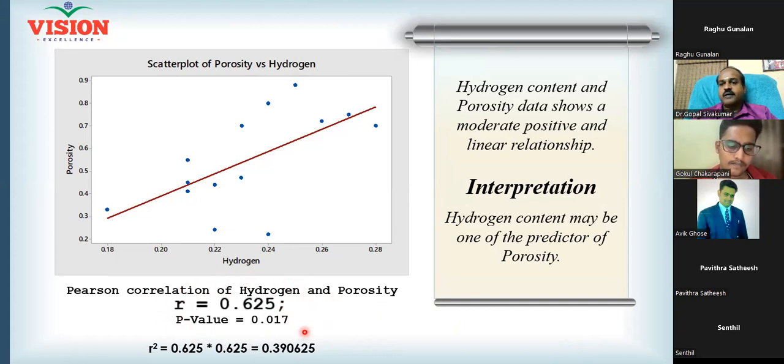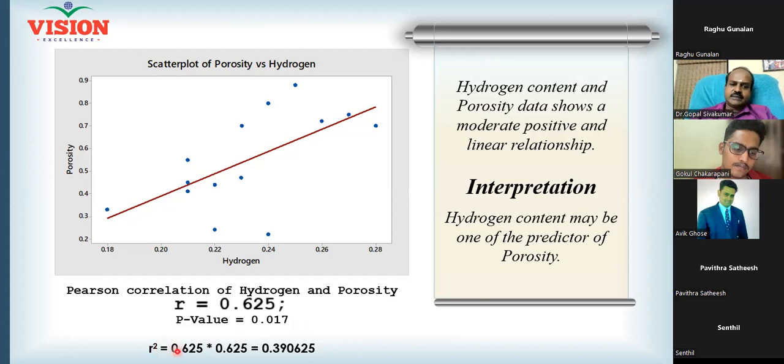1.7%. Then what is your confidence level? Almost 98%, 98.3. So any statistical study should always be concluded with a minimum 95% confidence level. That is why we always expect the P value to be less than 0.05.